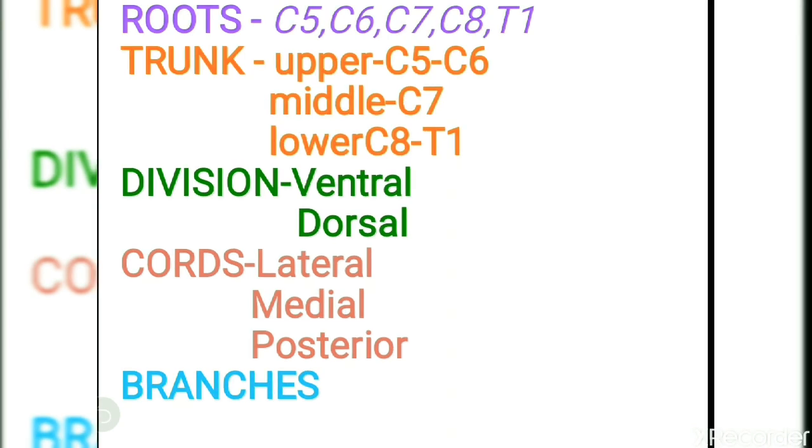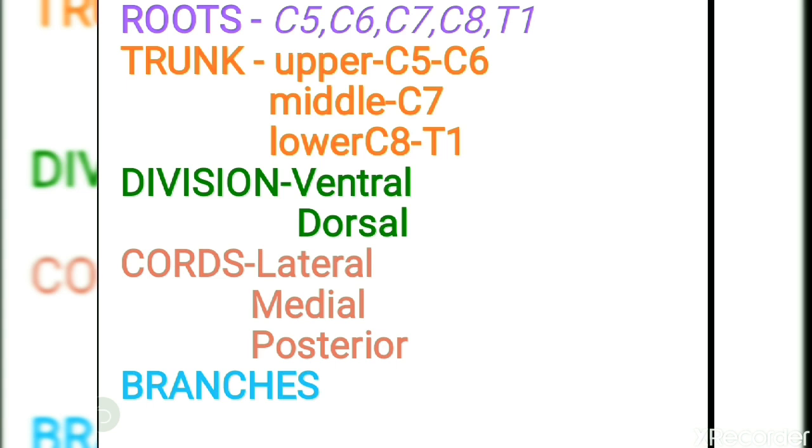The brachial plexus is made up of 5 parts: R, T, D, C, and B. R stands for roots, T for trunks, D for divisions, C for cords, and B for branches. Now roots. There are 5 roots which form the brachial plexus: C5, C6, C7, C8, and T1. Now besides these 5 roots, we have C4 and T2.